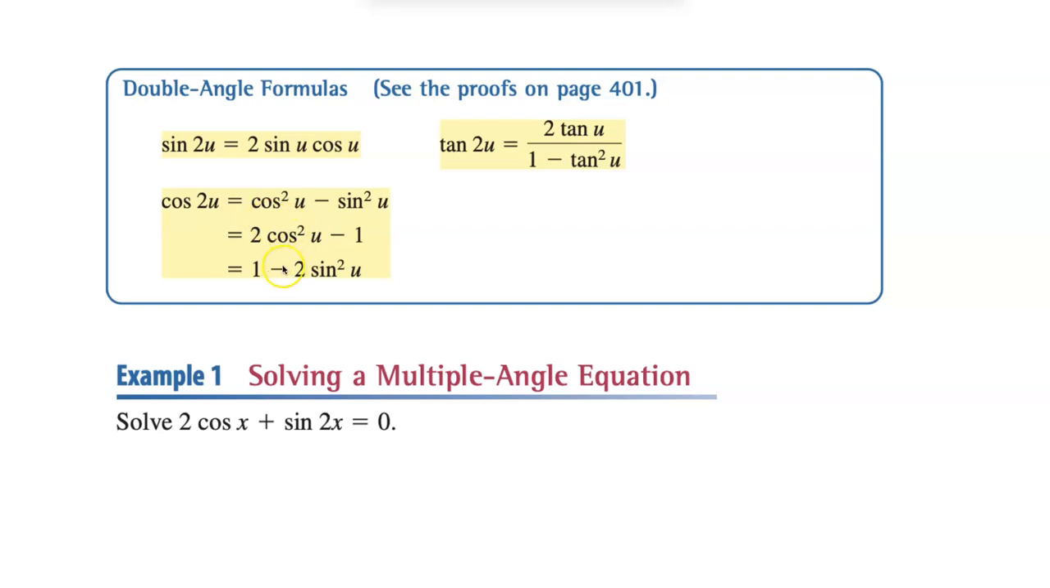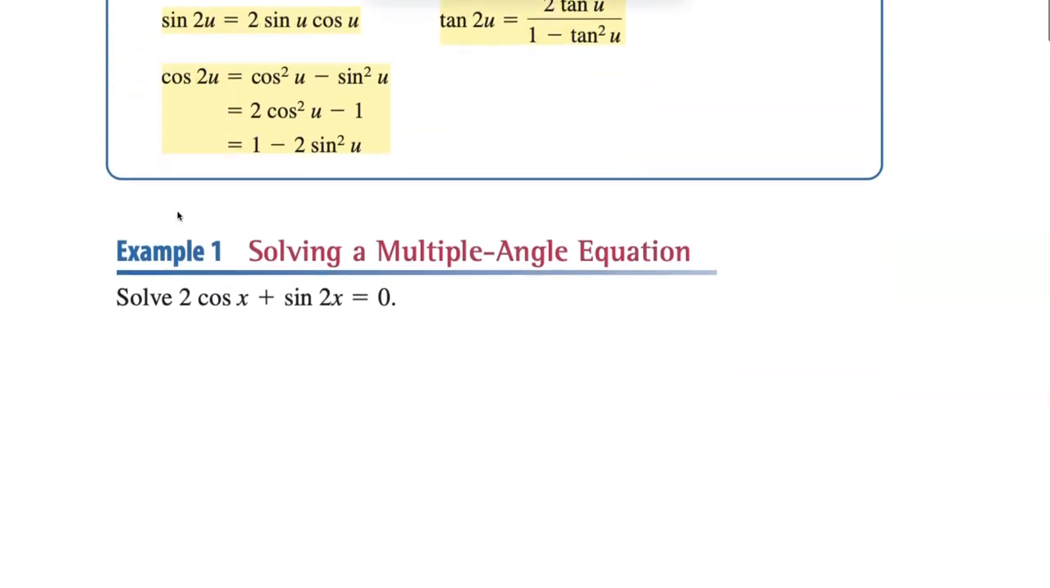Cosine 2u has 3 different variants, and they can all be used at special times. So if you have something that all has sine, you want to use this one. If you have an equation that has all cosines, you want to use this one. And there's also a good time to use cosine squared u minus sine squared u. And then tan is this one. Tan is the one we probably use the least, and you can also derive tan just by using sine and cosine. So let's do an example.